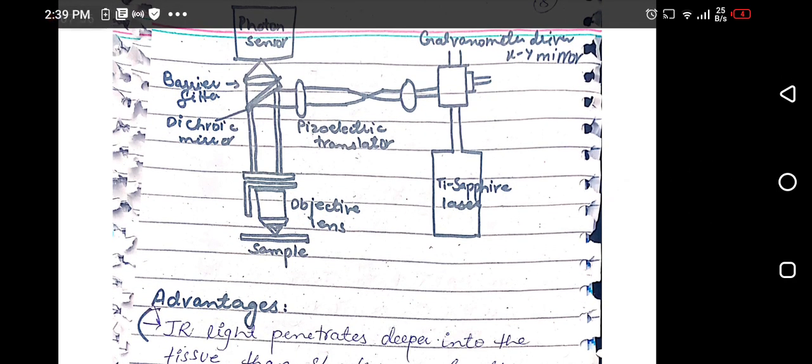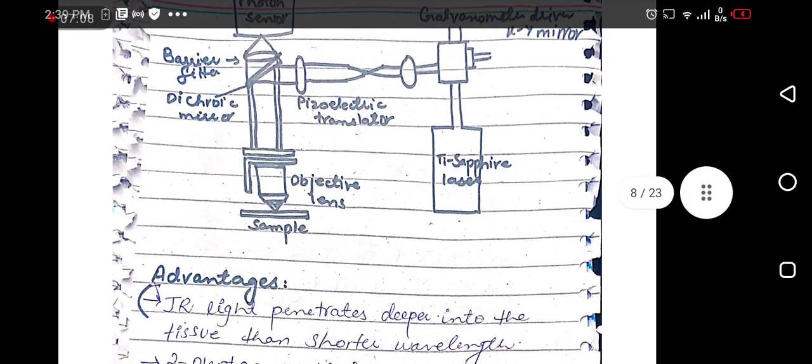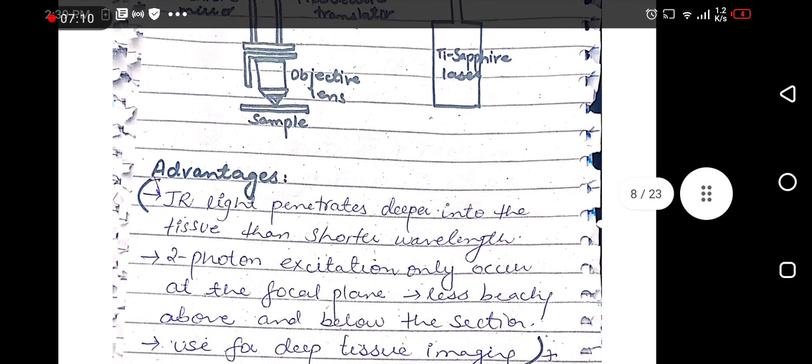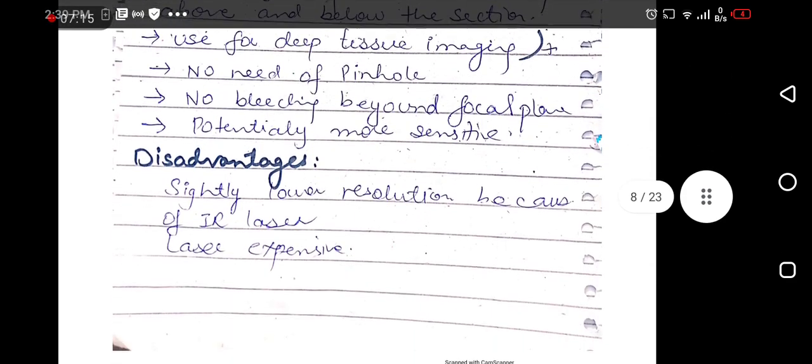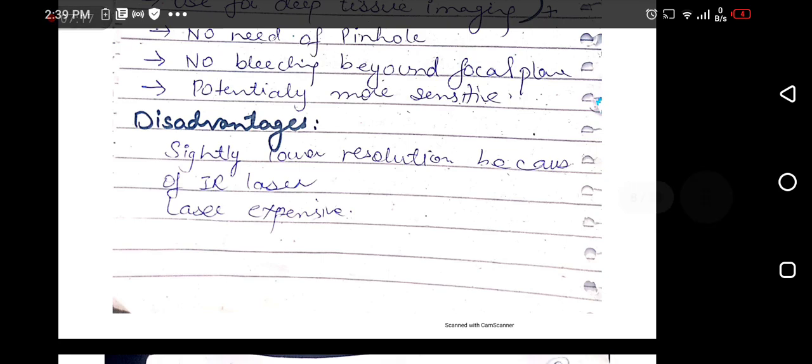The diagram for it is as follows. The major advantages are that there is no need for pinholes, no photobleaching occurs, no phototoxicity occurs, and it is potentially more sensitive than the previous techniques. The disadvantages are slightly lower resolution because of the IR laser used, and the laser is a little bit expensive for this technique.